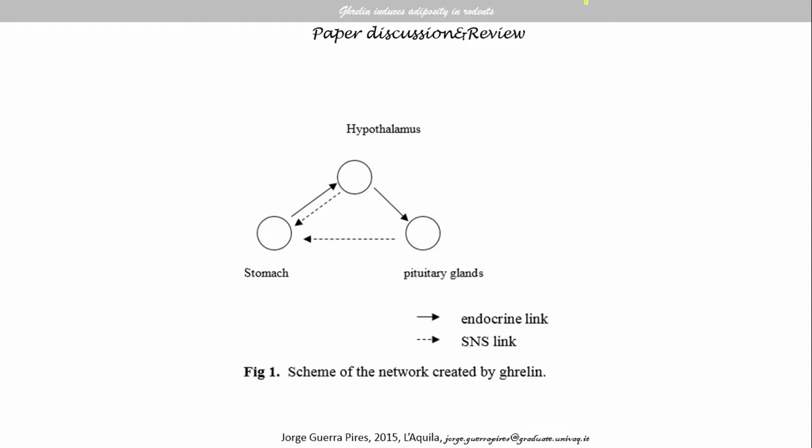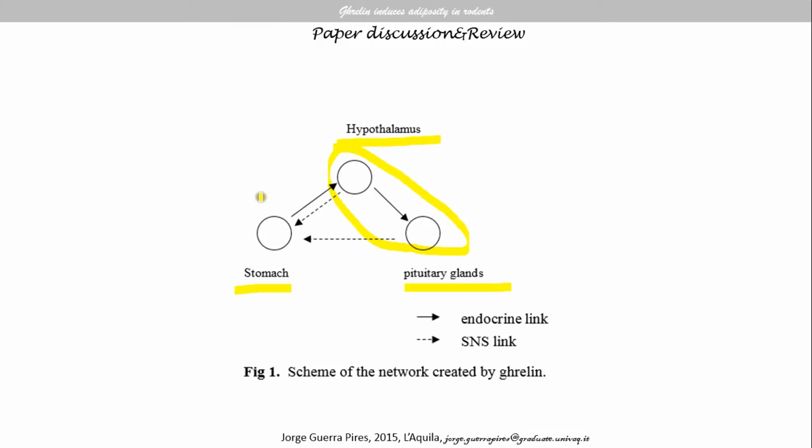So this is the network, which is a very small and simple network. You have the hypothalamus, the stomach, and the pituitary gland. Here you have the connection between the stomach and the hypothalamus, and between the hypothalamus and the pituitary gland. This one is already old, it's not something new. I mean, the hypothalamus can influence the pituitary gland. It's nothing that we are discussing now. It's already in the books. If you go to the classical book of physiology, it's already present there.